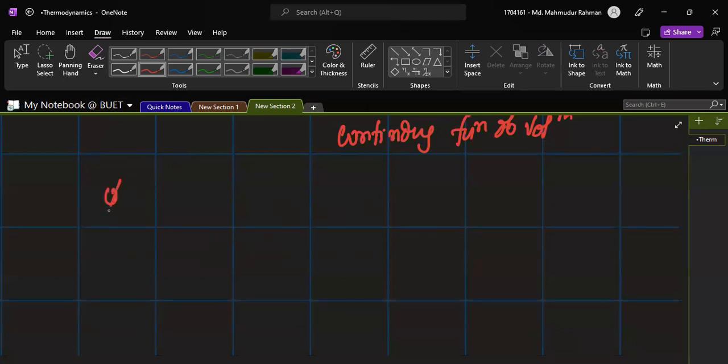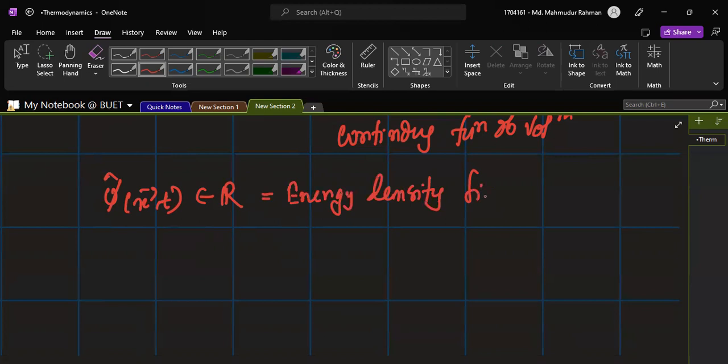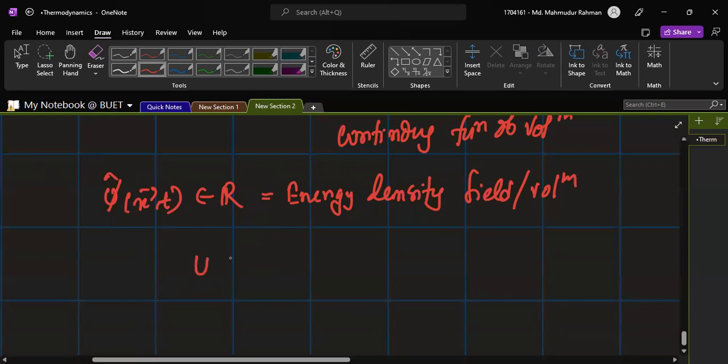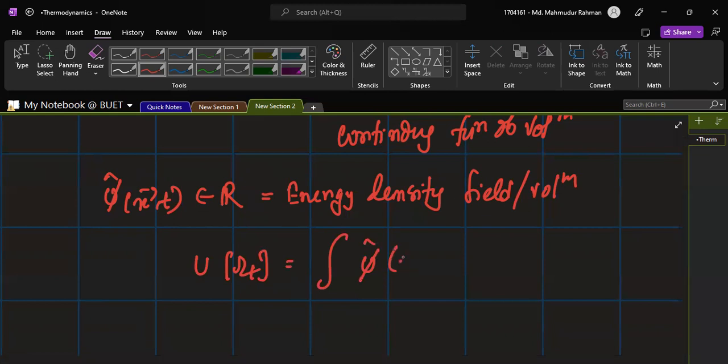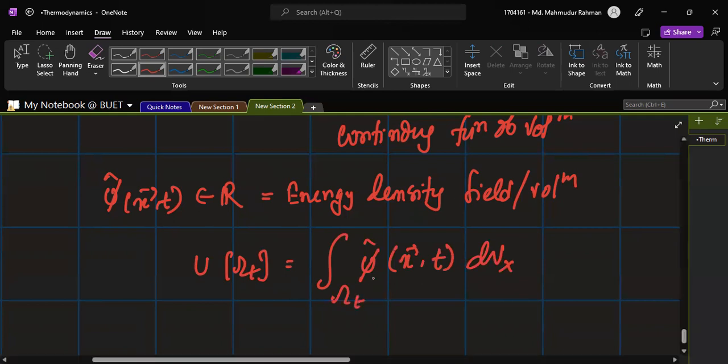We're going to associate a field, phi of x comma t. We can put a hat, that is a real function. This is the energy density field per unit volume. So our total internal energy is this energy density integrated over the entire volume, omega t.